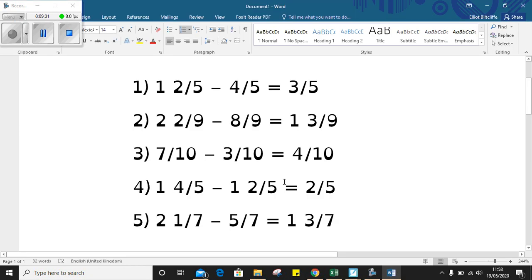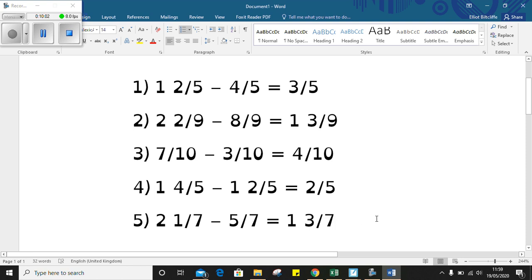Right, so we're looking at 1 2/5 subtract 4/5. So I know that's equal to 3/5. 2 2/9 subtract 8/9 is equal to 1 3/9. 7/10 subtract 3/10 is equal to 4/10. 1 4/5 subtract 1 2/5 is equal to 2/5. 2 1/7 subtract 5/7 is equal to 1 3/7.